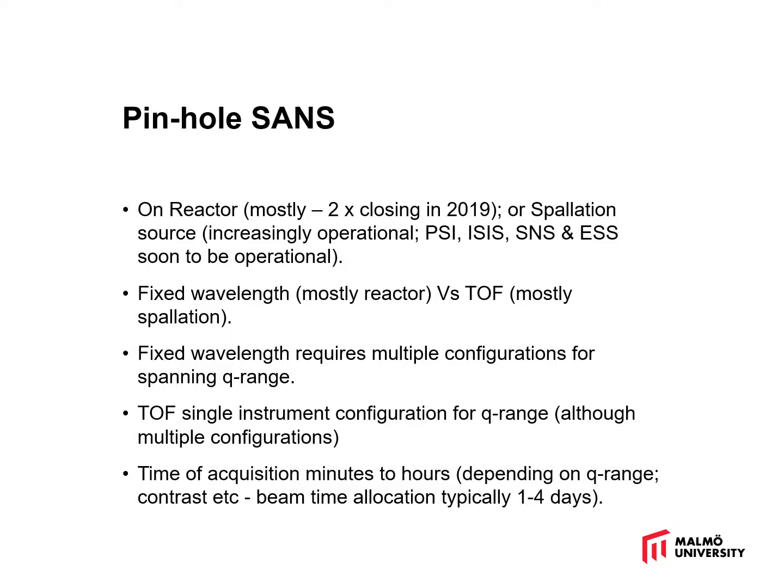On reactors, it's usually a fixed wavelength SANS instrument with the velocity selector that I showed you in the slide, and I'll probably show you again. Some use the time of flight technique, which I'll talk a little bit more about later. And mostly these time of flight SANS instruments are on spallation sources.